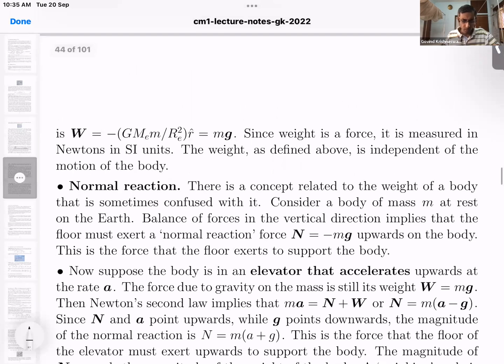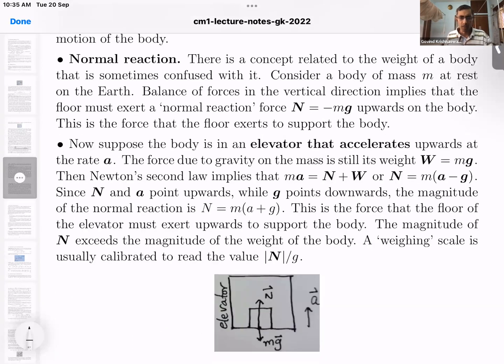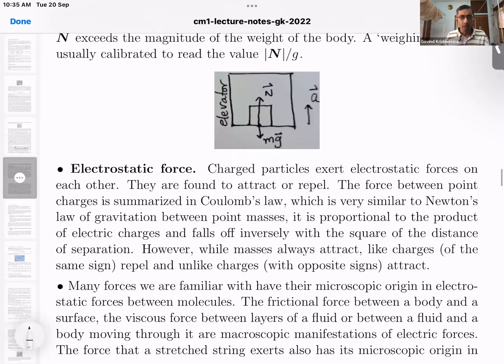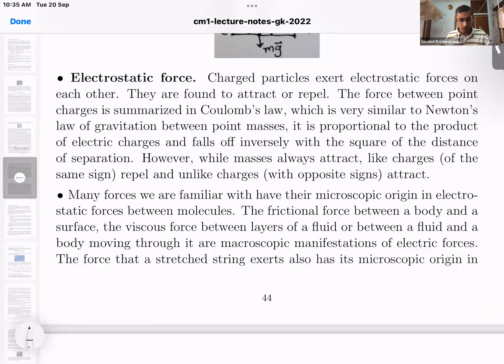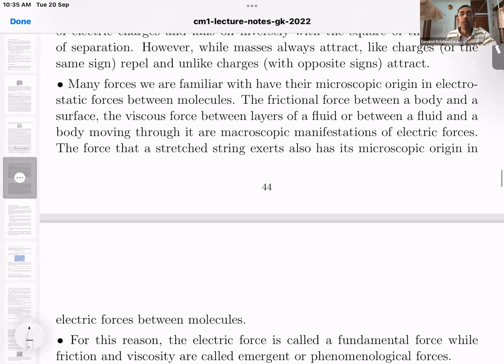Then we also briefly spoke about the normal reaction and gave an example of a person in an elevator that is accelerating upwards, and discussed what a weighing scale would read. It would read a little bit more than the weight of the object, mg. We also spoke about a couple of other examples of forces. One was the electrostatic force given by Coulomb's law, which is very similar to Newton's law of gravity, except that it can be both attractive and repulsive, depending on the nature of the charges.